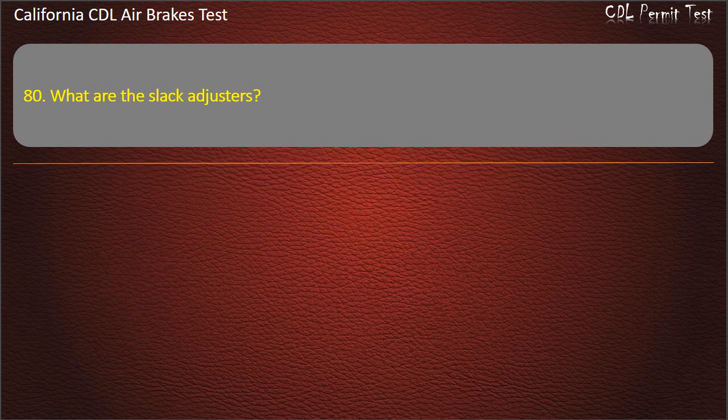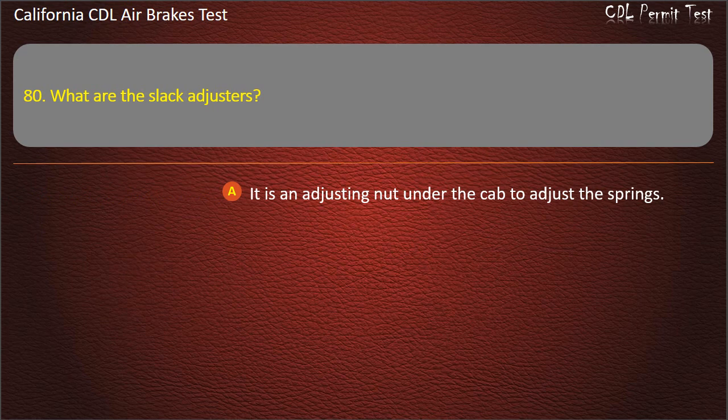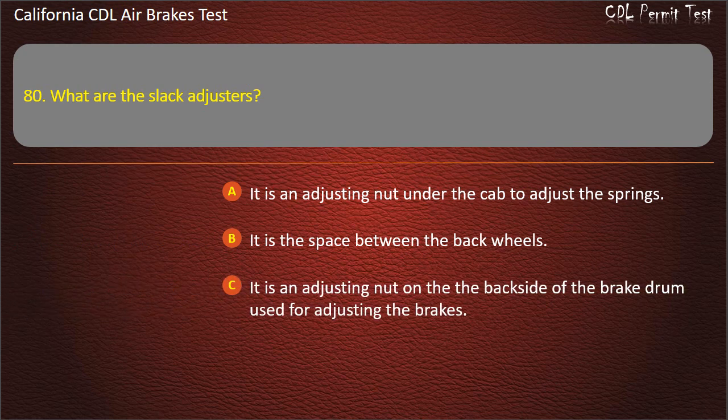Question 80. What are the slack adjusters? It is an adjusting nut under the cab to adjust the springs. It is the space between the back wheels. It is an adjusting nut on the back side of the brake drum used for adjusting the brakes. Answer. It is an adjusting nut on the back side of the brake drum used for adjusting the brakes.